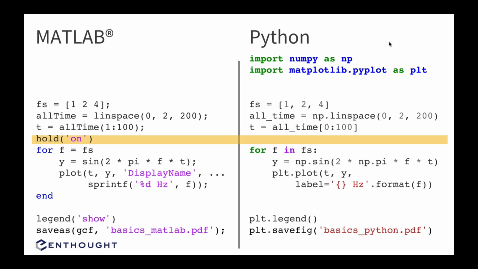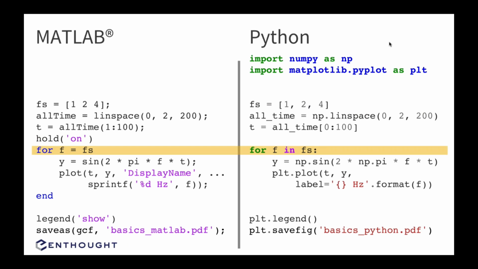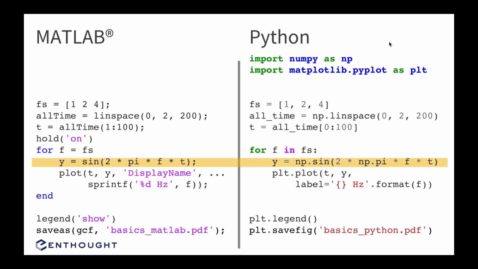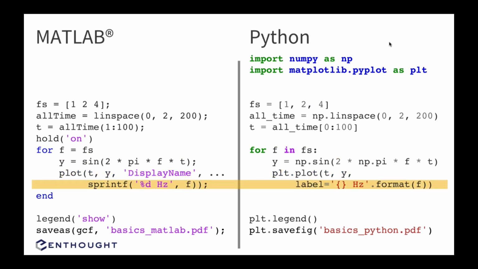Then I iterate through my frequencies and create the sinusoid. Again here, the sine function and pi are both provided by NumPy. And then I plot the sinusoid versus the time, and I also label each line with the frequency. Notice here there's an equal sign within a function call. This is Python's syntax for specifying optional arguments, called keyword arguments. It makes it really, really clear which one is the argument and which one is the value.